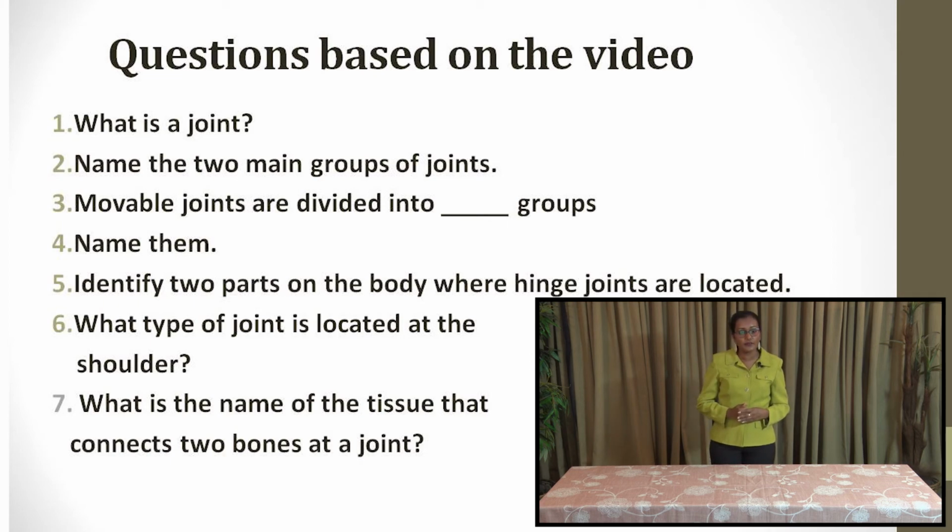Question 7. What is the name of the tissue that connects the 2 bones at a joint? Very good. It's the ligament.